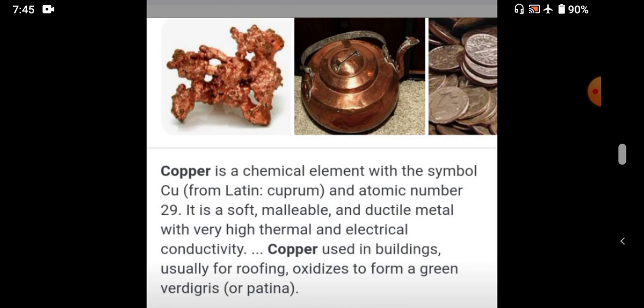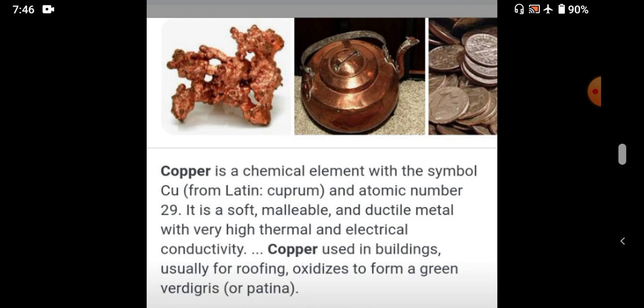It is a soft metal with high thermal and electrical conductivity. Copper is the first metal that prehistoric people used for many purposes. It is a metallic metal. It can never be broken.